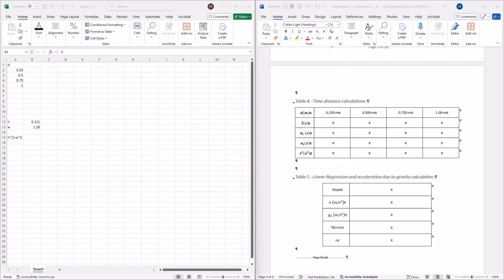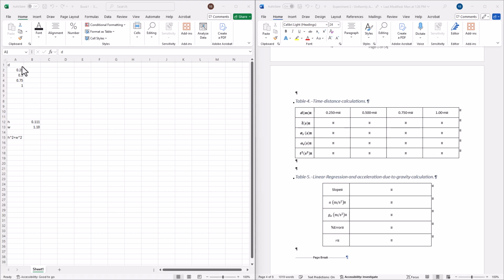Hey everybody, this is a video to show you how you can use Excel to do linear regression and also to do some of the other fun-filled things that you actually have to do for experiment 2. Okay, so here is my spreadsheet and here is my table of calculations. As you can see, it's pretty empty.